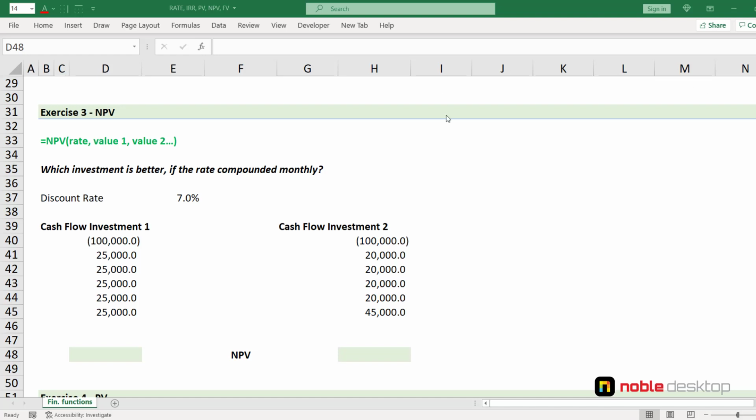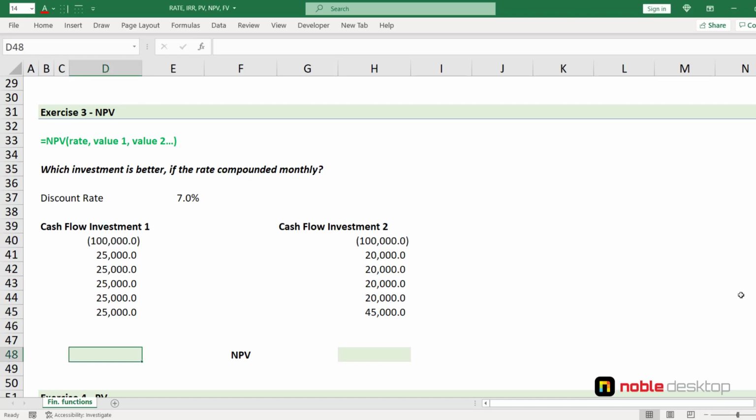Let's take a look at two of our investments in our examples. First investment, we invest $100,000 and then for the next 5 years receive $25,000 each year thanks to that investment. In the second investment, we invest again $100,000, but then we receive only $20,000 in the following 4 years, but $45,000 in the very last 5th year. Let's see which of the investments would make sense for the company.